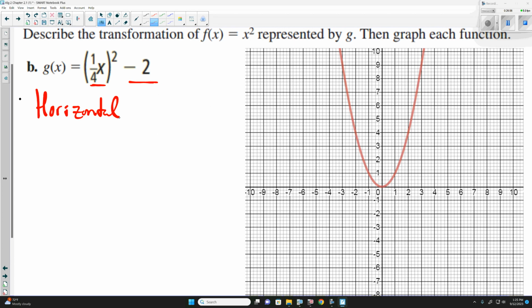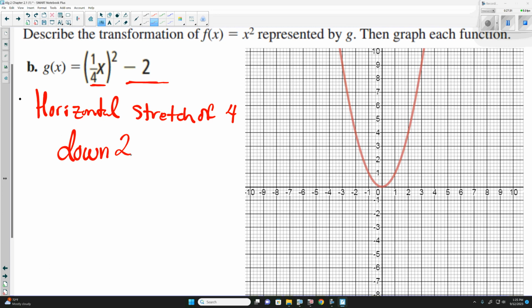Inside parentheses is opposite what we think. It looks like a shrink, but it's actually a stretch of 4. Horizontal stretch or shrink. Inside those parentheses, it's the opposite of what we think. And then our minus 2 is down 2.